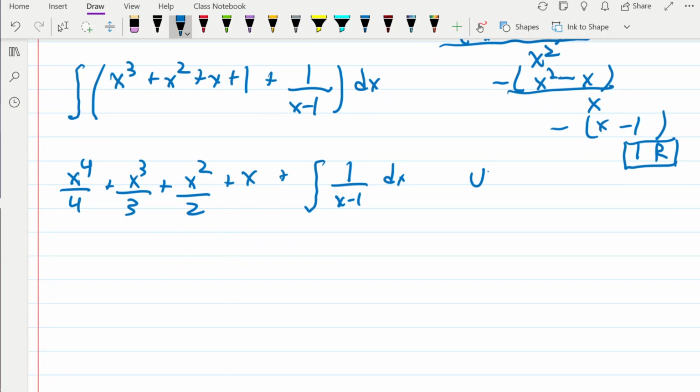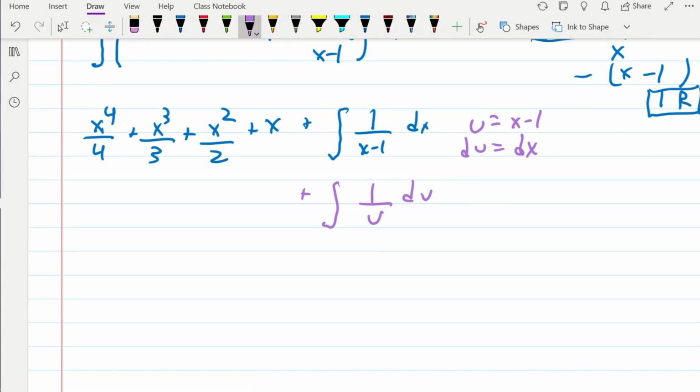We are going to set u equal to x minus 1, and that means du is going to equal dx. So that'll be the integral of 1 over u du, which means that we are going to get ln of u. Over here, I'm going to write it out this way. Plus c, which is going to equal ln |x minus 1| plus c.